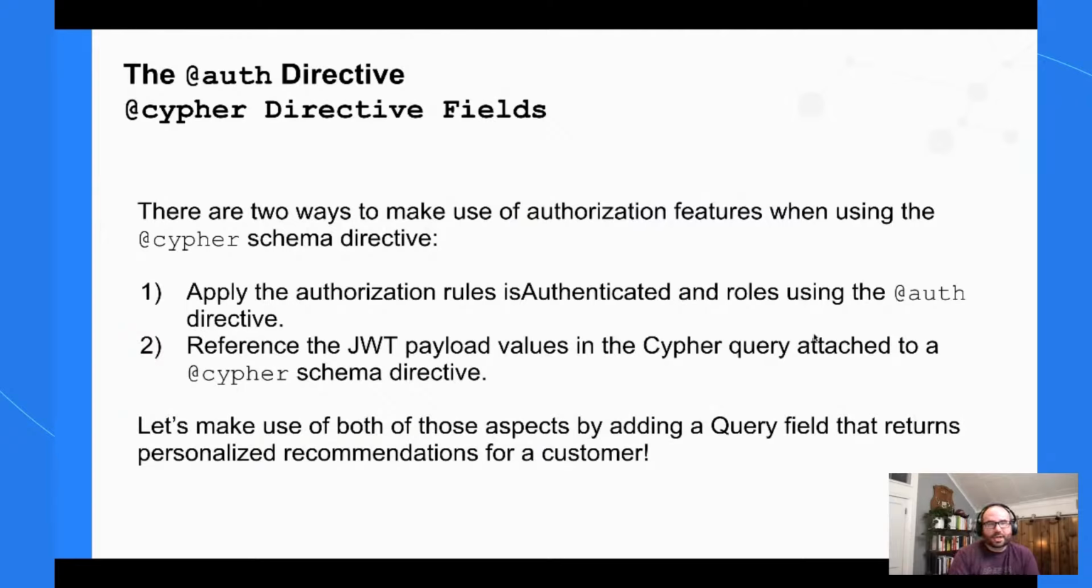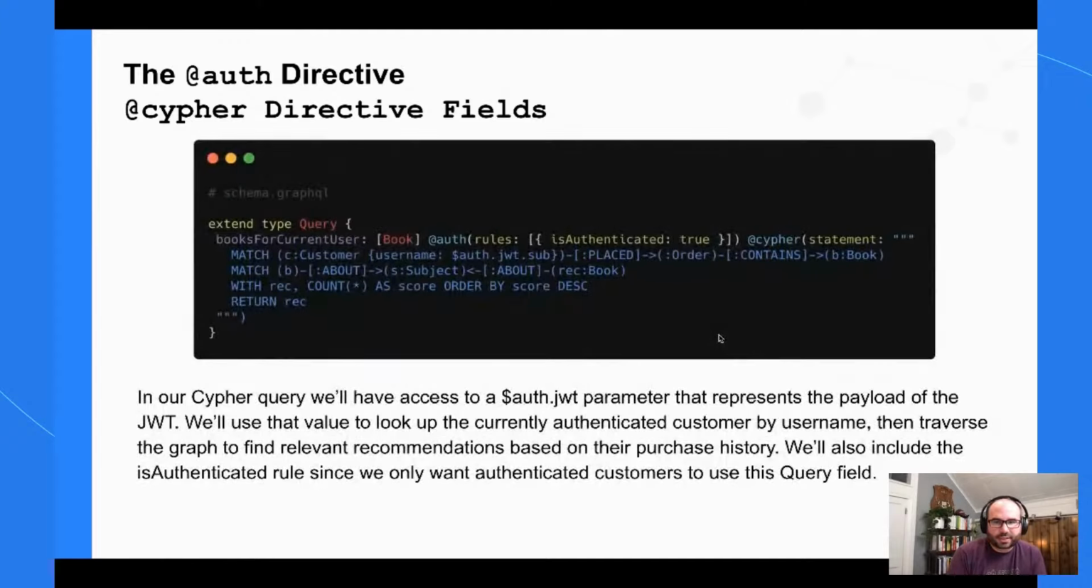We can also use the auth directive on cipher directive fields, where we have custom cipher logic, in two ways. One is the is authenticated, and then we also have access to the JWT payload values in the cipher query, which are passed in this auth cipher parameter. auth.jwt.sub will give me the sub claim in the JSON Web Token.